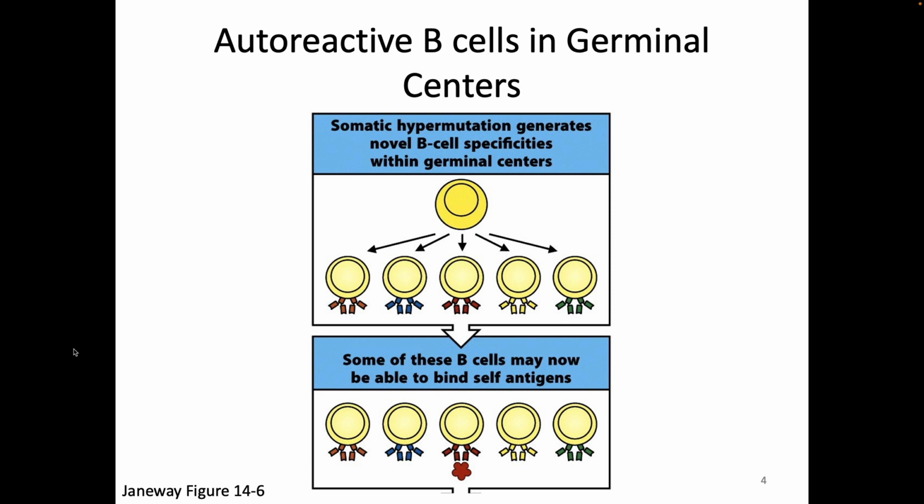But this is just a Darwinian selection scheme in the lymph node. Those mutations are not actually directed in any way. They're just random mutations that a B cell is picking up. So it is possible that when a B cell undergoes somatic hypermutation and gets that change in its receptor in the germinal center, it might change into a self-reactive B cell. So when we pick up some mutations in the germinal center, we might take a B cell that was not previously self-reactive and make it self-reactive. So that's another reason why peripheral tolerance mechanisms can be really important for B cells.